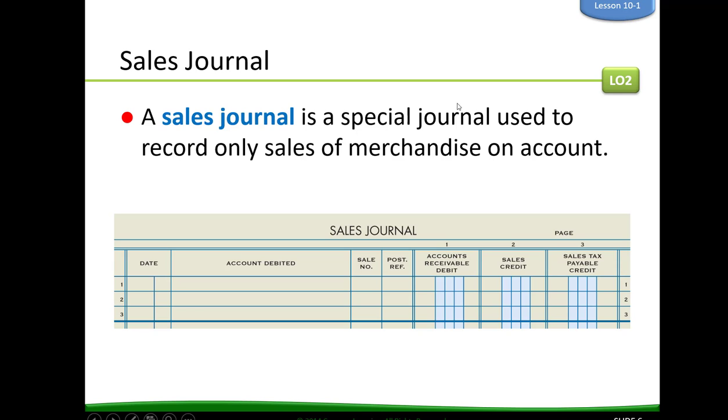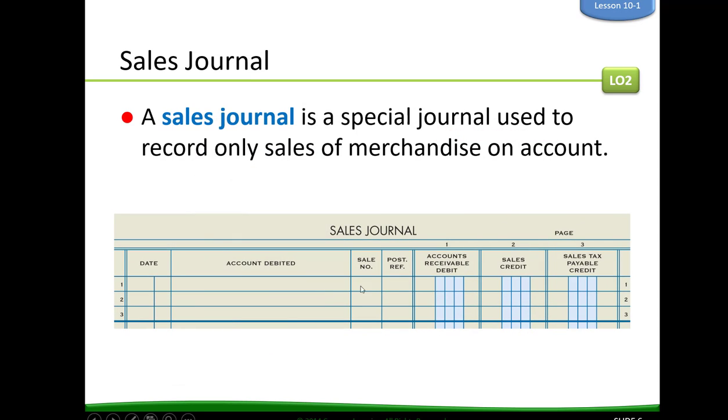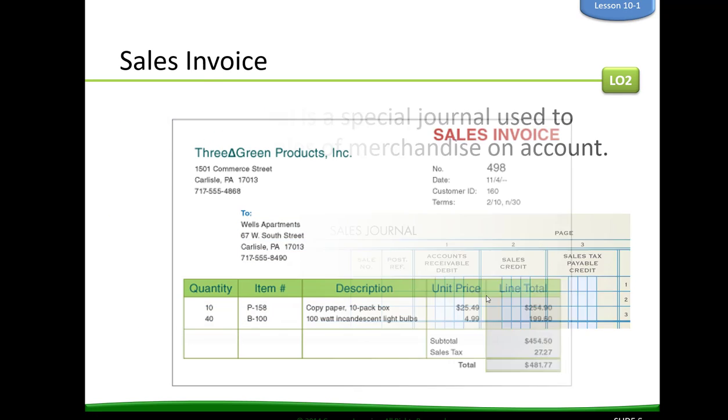Our sales journal is a special journal to record only sales of merchandise on account. You're going to have your sales journal page number at the top. You put your date, the account debited. The sale number, the accounts receivable debit. This is going to be your total. Sales credit is how much the bill was before tax, and the sales tax payable is going to be the amount of sales tax. These two, columns 2 and 3, are going to add together to give you the balance for column 1. Sometimes, if there is no sales tax, columns 1 and 2 are going to be equal.